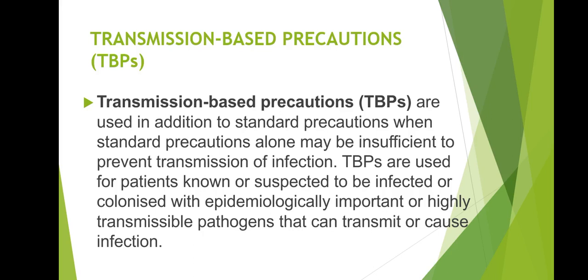Transmission-based precautions are used in addition to standard precautions when standard precautions alone may be insufficient to prevent transmission of infection. Transmission-based precautions are used for patients known or suspected to be infected or colonized with epidemiologically important, highly transmissible pathogens that can transmit or cause infection. Transmission-based precautions are not required for patients with blood-borne viruses, such as HIV, hepatitis B virus, or hepatitis C virus.